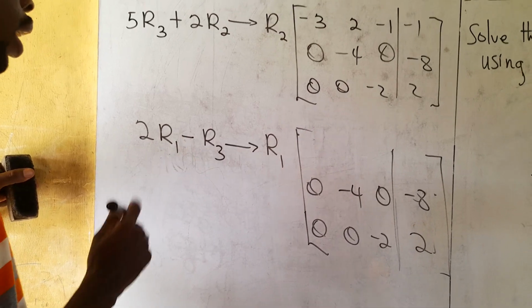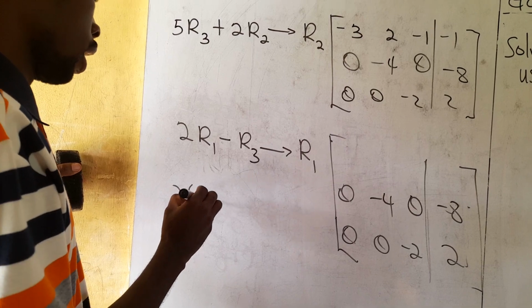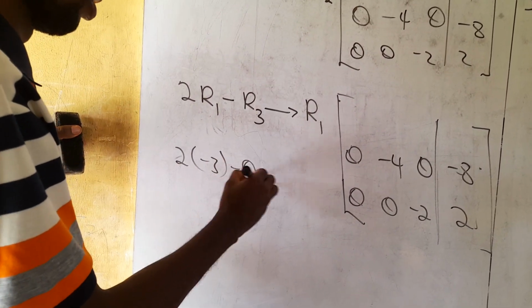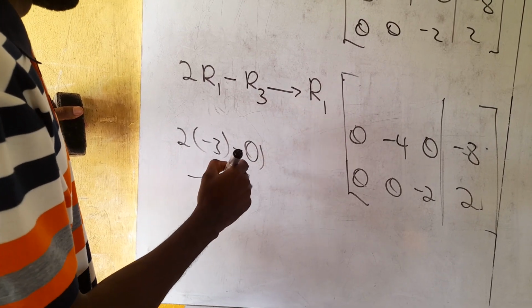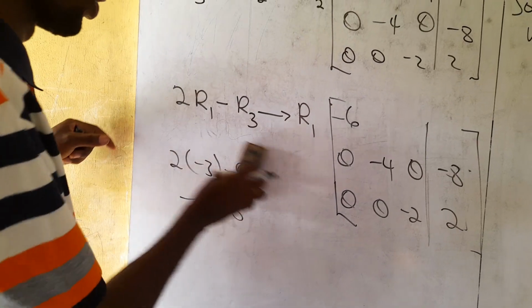against R3. So 2 times. What's my R1 there? It's make 3. What's my R3 there? It's 0. 2 times make 3 makes 6. Minus 0. Make 6 minus 0 will still make 6. So write make 6. I hope you get that.